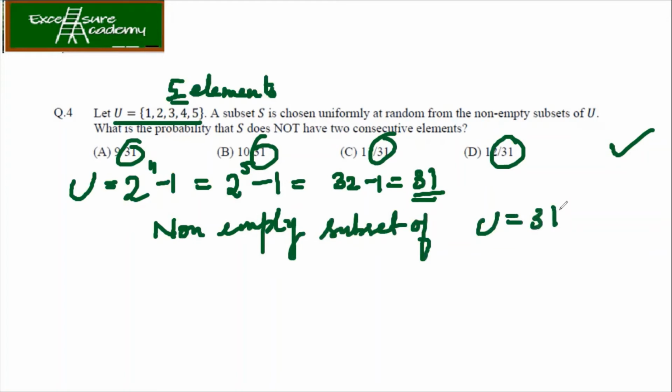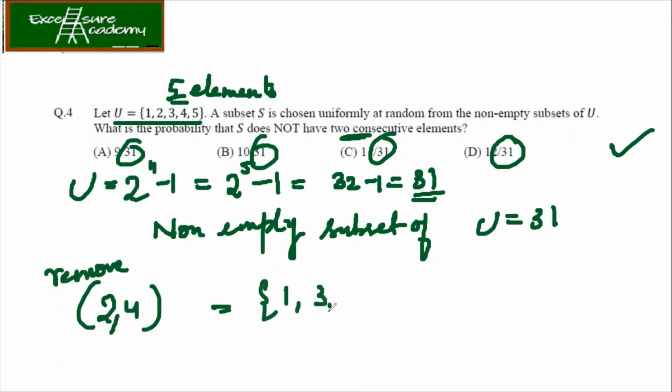Now, if we see the question over here, there will be two cases. So if we remove 2 and 4 from the subset, we get 1, 3, 5. That is non-consecutive numbers, right? They're asking what is the probability that S does not have two consecutive elements. So if I remove 2 and 4, what you get is 1, 3 and 5, right? So this becomes your non-consecutive numbers.